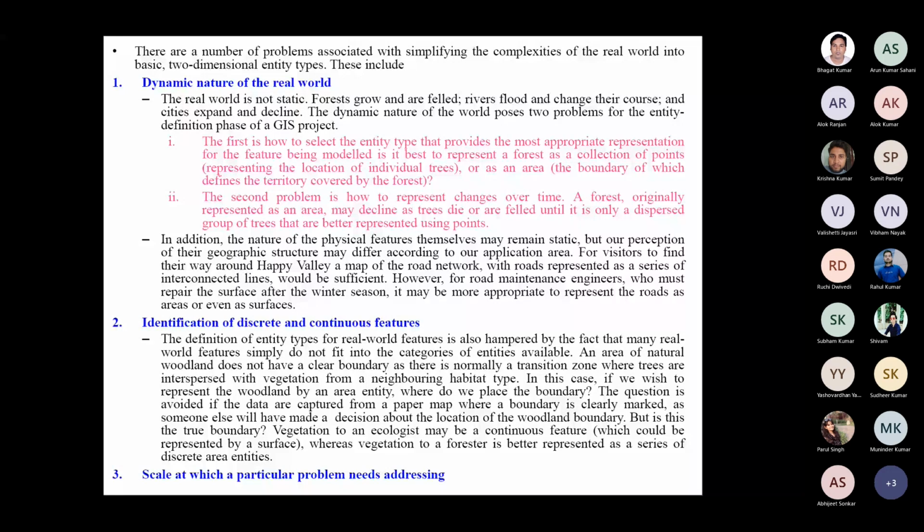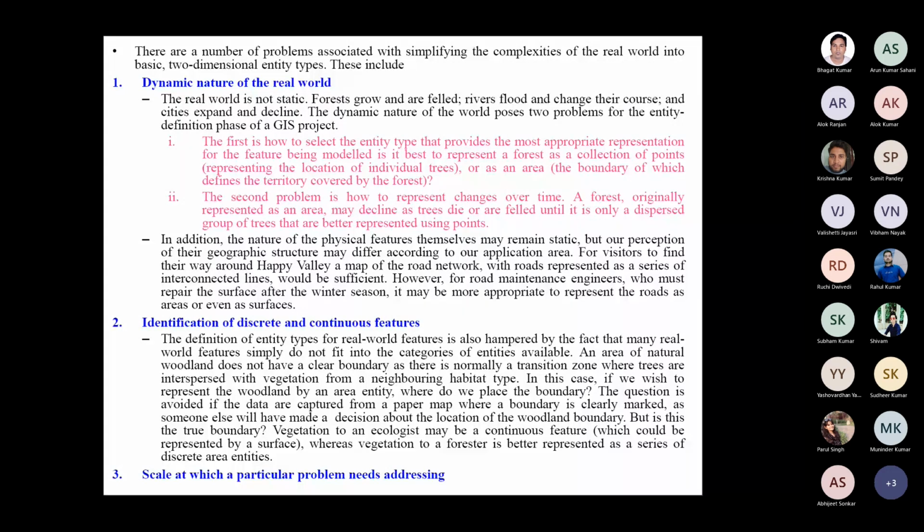However, for road maintenance engineers who must repair the surface after the winter season, it may be more appropriate to represent the road as areas or even as surfaces. Identification of discrete and continuous features. The definition of entity types for the real world is also hampered by the fact that many real world features simply do not fit into the category of entities available.